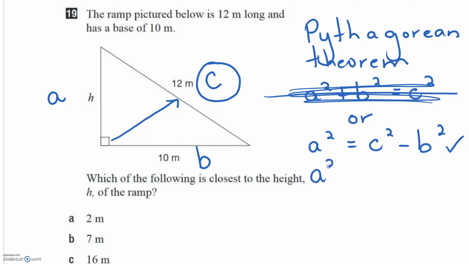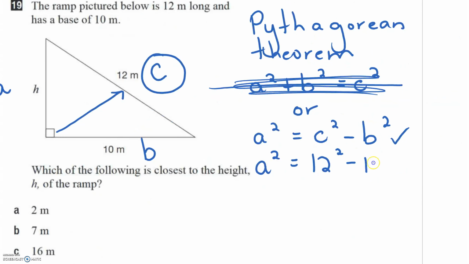So we're just going to fill in some values here. The C value is 12. Don't put the meters, but make sure that you do square it. Minus, the B is a 10. So we're going to square the 10. And then we get 12 squared, which is 144, or 12 times 12, which is 144. And 10 squared is 10 times 10, which is 100.